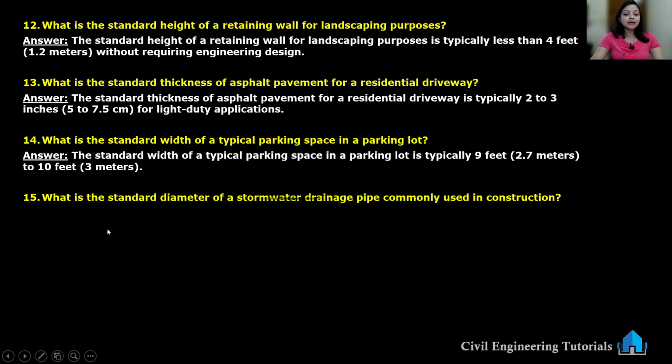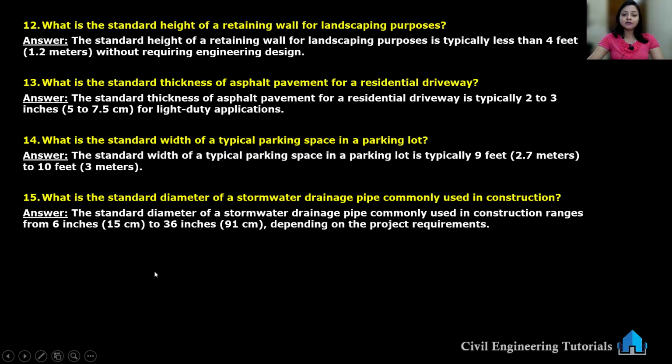Next, what is the standard diameter of a stormwater drainage pipe commonly used in construction? So the answer is the standard diameter of a stormwater drainage pipe commonly used in construction ranges from 6 inches or 15 centimeter to 36 inches, 91 centimeter, depending on the project requirement.